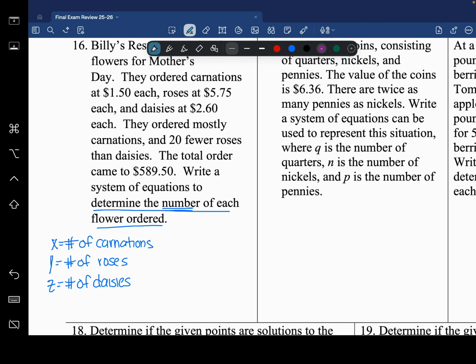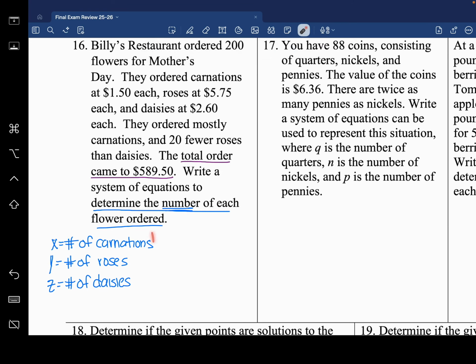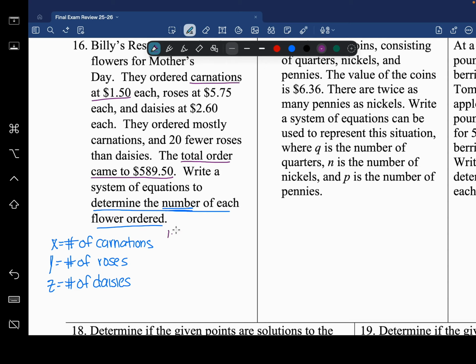So let's see, we see that it said the total order came to $589.50. So that's the value. We need the value attached to each one of these kinds of flowers. For X carnations, it says that carnations are $1.50. So we have 1.50X plus, and then Y is roses. Those are $5.75, so 5.75Y. Daisies are $2.60, and all of that adds up to 589.50.